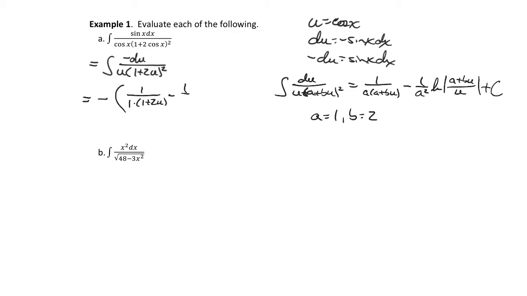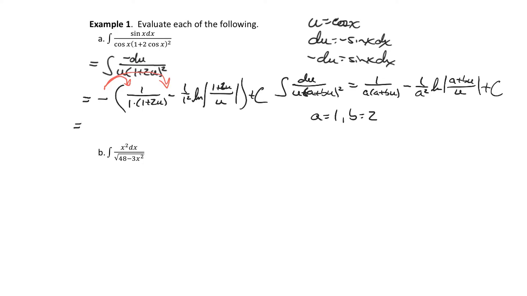Minus 1 over a squared, well 1 is 1 squared, times the natural log of the absolute value of a plus bu, 1 plus 2u, divided by u. That's not a constant. And then we'll put our plus c on the outside. Our final step then, I'm going to make one little simplification by distributing the negative to both terms. But what we do from here is we go back and we resubstitute.